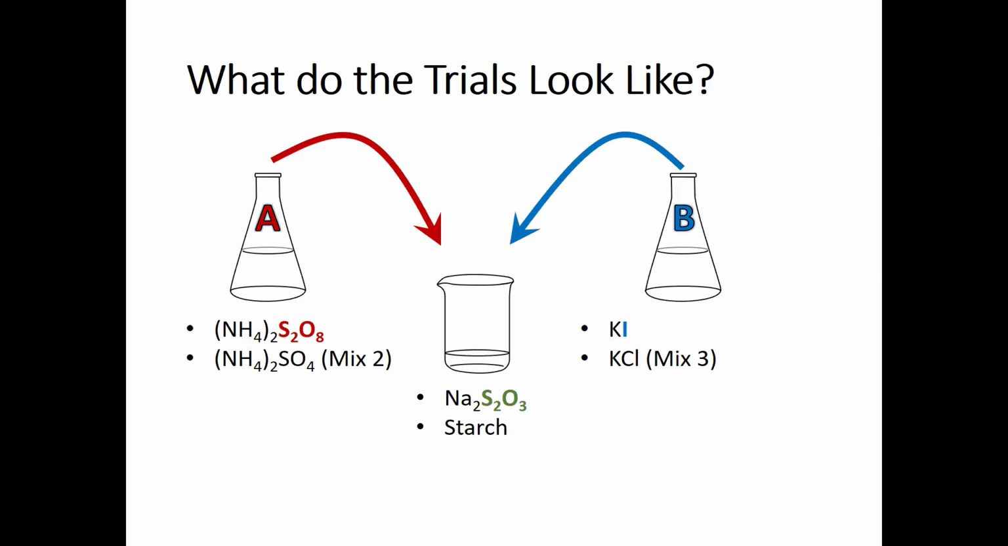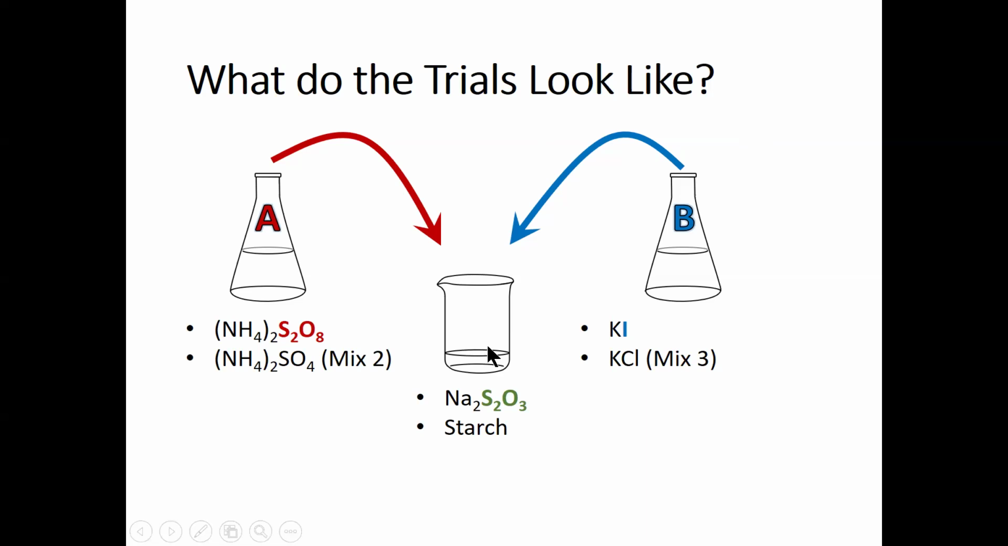So the trials will look a little bit something like this. You'll have two flasks and a small beaker. In the small beaker, you'll have sodium thiosulfate, Na2S2O3, and starch. In flask one, or rather flask A, you'll have the first reactant of reaction one, the persulfate, in the form of ammonium persulfate. And in flask B, you'll have the other reactant of reaction one, potassium iodide.